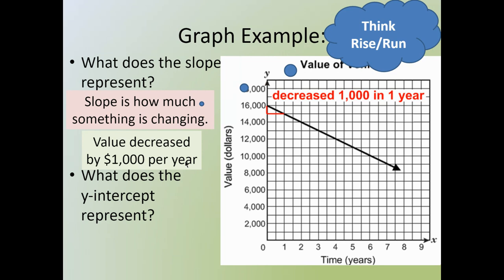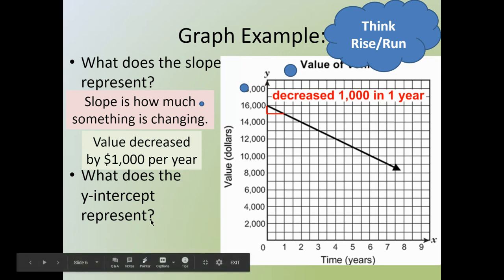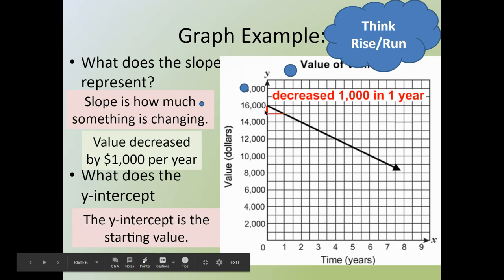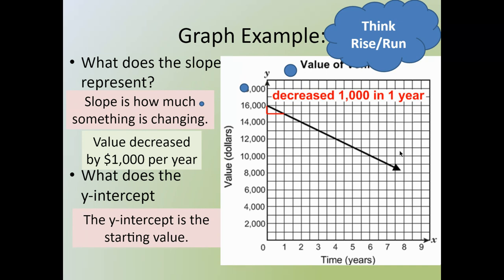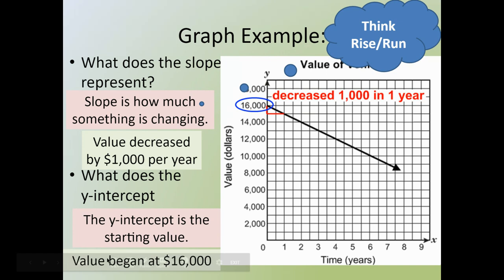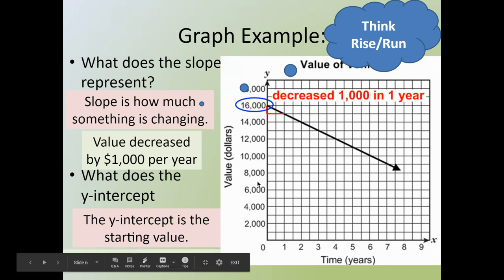Okay. What about the y-intercept? Remember, the y-intercept is the starting value. So what is the starting value of the vehicle that is represented by this graph? The y-intercept is where the graph touches the y-axis. That's our y-intercept value over there. So the value of the vehicle is $16,000. So the value of the vehicle began at $16,000.